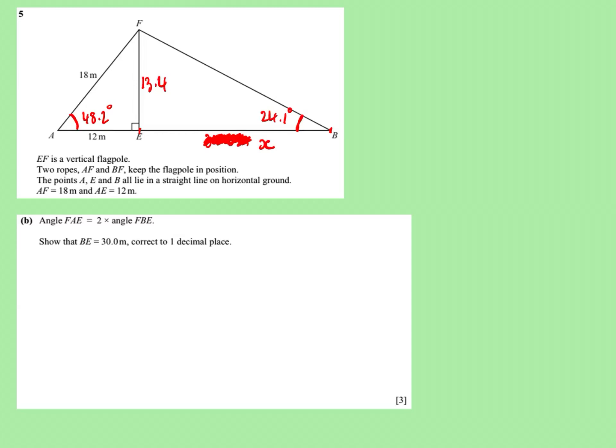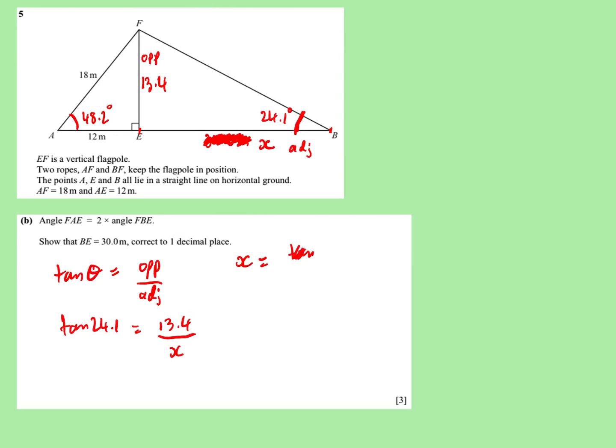So again, it's a trig question. We need to label the sides. We've got opposite here from the angle and adjacent here from the angle. So it's a tan. Tan of your angle equals your opposite over your adjacent. So the tan of 24.1 degrees is equal to your opposite 13.4 over your adjacent. So x is equal to tan, no, it's not. It's equal to 13.4 over tan 24.1. If you're still not sure how to get to that, then you better ask me, okay?